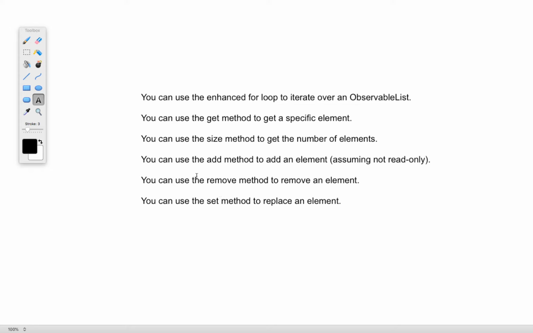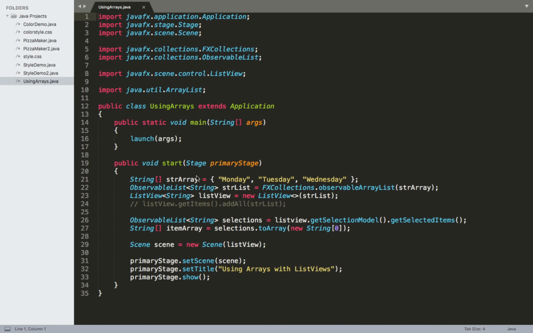The other thing I want to talk a little bit about is being able to transition from, say, an array to a list view, or from an observable list to an array, things like this. And the way that I want to approach this is with this program that I have created already, which just briefly goes through the steps of getting this set up.